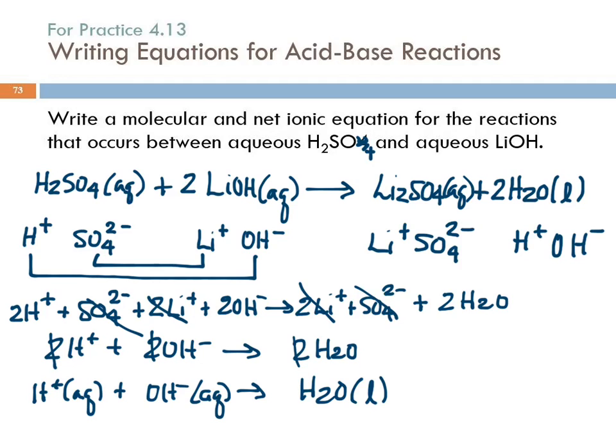Any questions? Yes? With the 2H plus, why is there 2? Good question. Why is there a 2 here? Because this is H2SO4. So when this comes apart, there are 2 hydrogen ions.